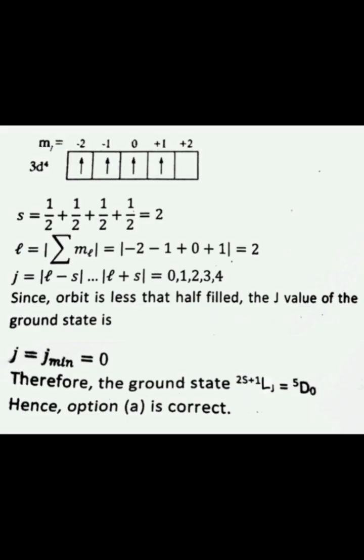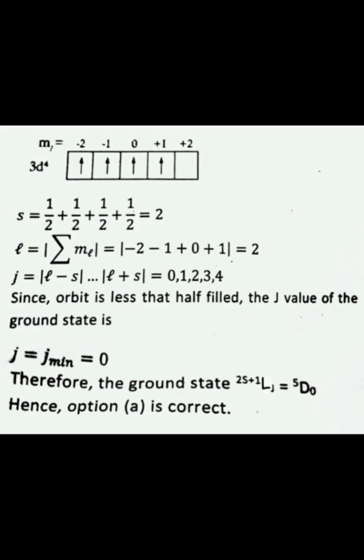So here the Ml values are -2, -1, 0 and 1, and for each unpaired electron the spin is half, so that S is equal to half plus half plus half plus half, and this is equal to 2. L is equal to the summation over Ml, that is -2, -1 plus 0 plus 1, and this is equal to 2. We know that J is equal to L minus S to L plus S, and this is equal to 0, 1, 2, 3, 4, and here the orbit is less than half filled.